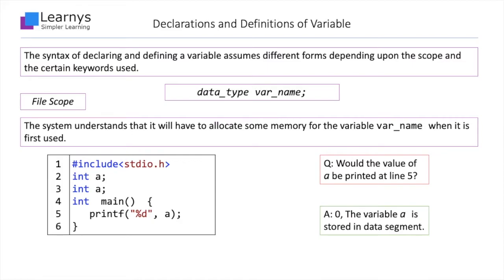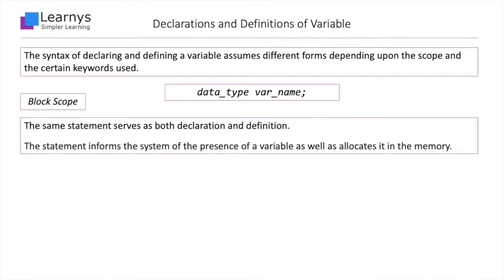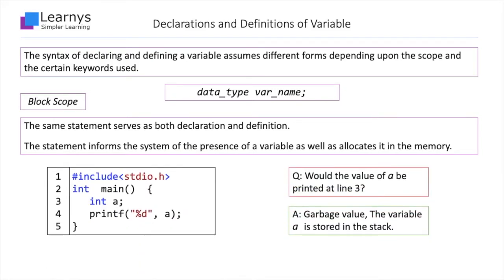In contrast with file scope, the same statement serves as both declaration and definition in the block scope. That is, the same statement both tells the system of the presence of a variable as well as allocates it in the memory. A reminder here, the default value stored in the memory will be garbage, as can be seen in the example on the screen.